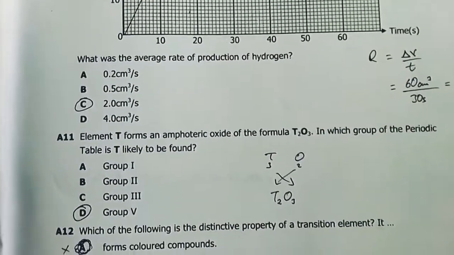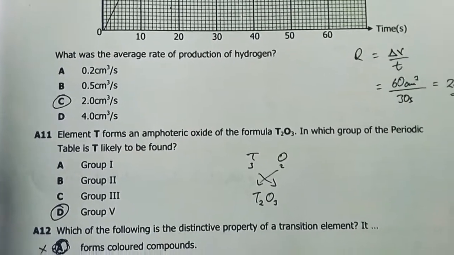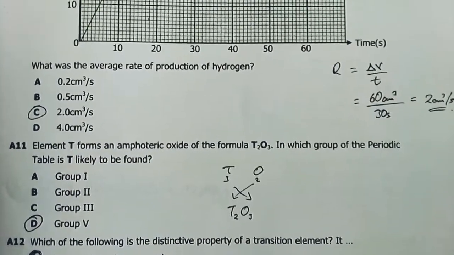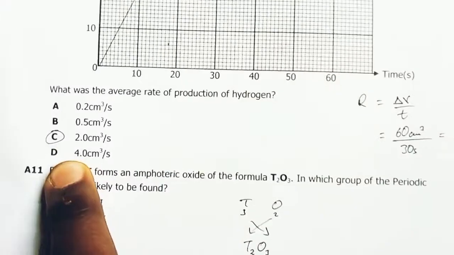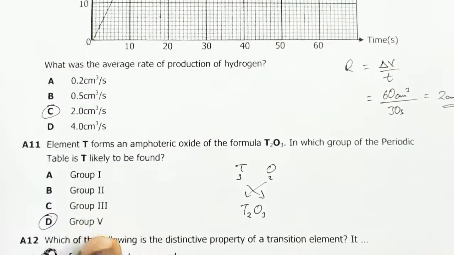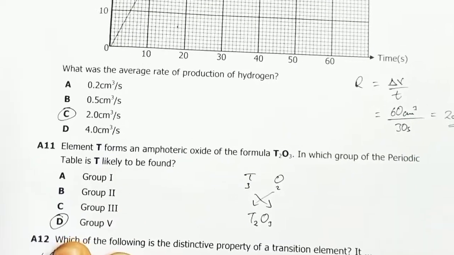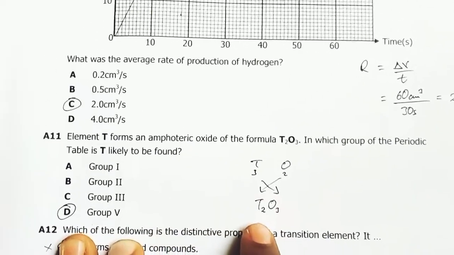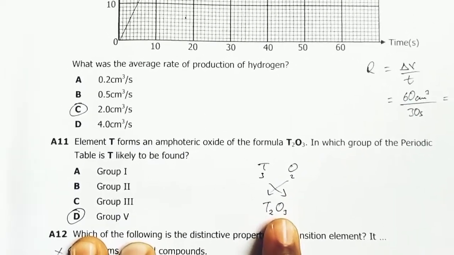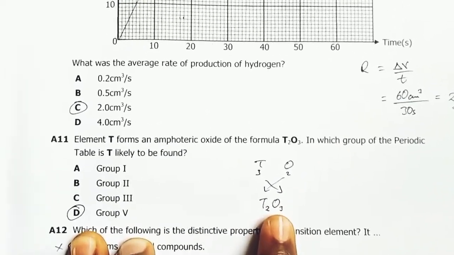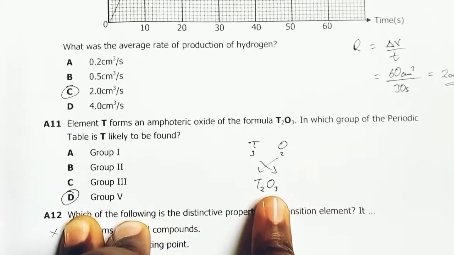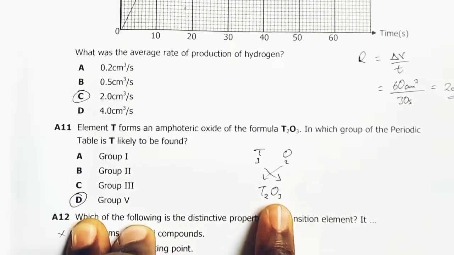We come to the next question. Element T forms an amphoteric oxide of formula T2O3. In which group of the periodic table is T likely to be found? My answer here is group 5, because when you look at this formula here, T2O3, how do you write formulas, like simple compound formulas? You get to know or identify their valencies, and then swap the valencies to come up with atomic ratios.